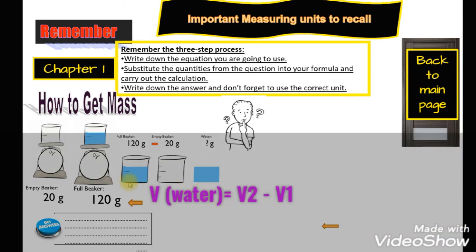So the difference between the full beaker that contains the water and the empty beaker will give the reading of the water only. So 120 minus 20 equals, yes, 100 grams.